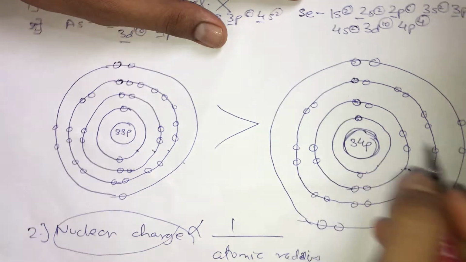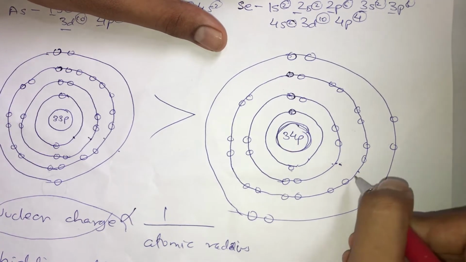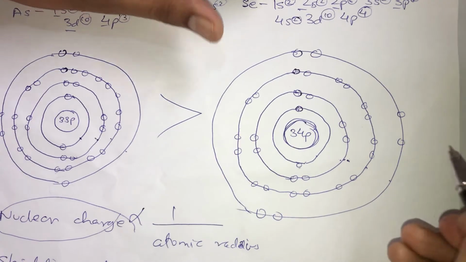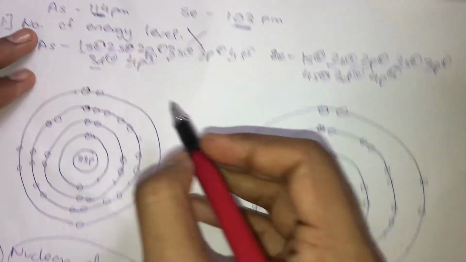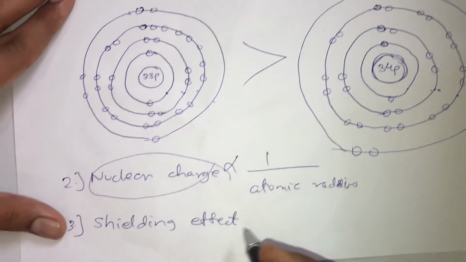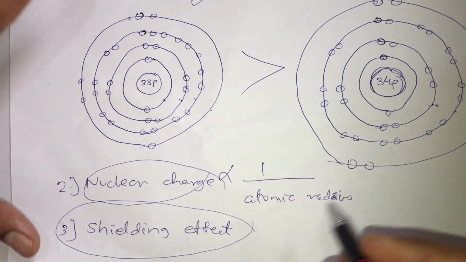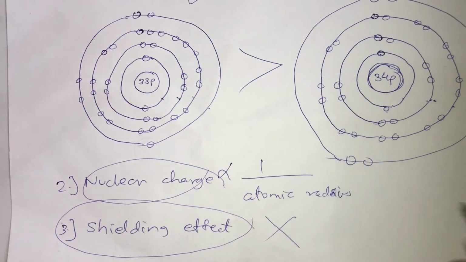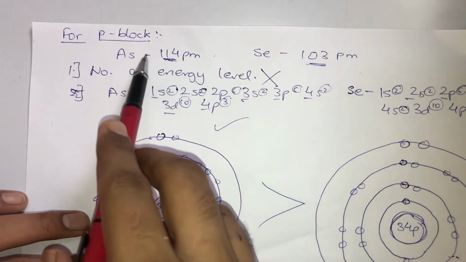Similarly, guys, in the fourth energy level, electrons are getting shielded by 18 electrons. So can I say that the outer energy level electrons are getting shielded by the same number of inner energy level electrons in both arsenic as well as selenium? So the shielding effect experienced by both of them is the same. So shielding effect cannot be the differentiating factor for the change in atomic radius.